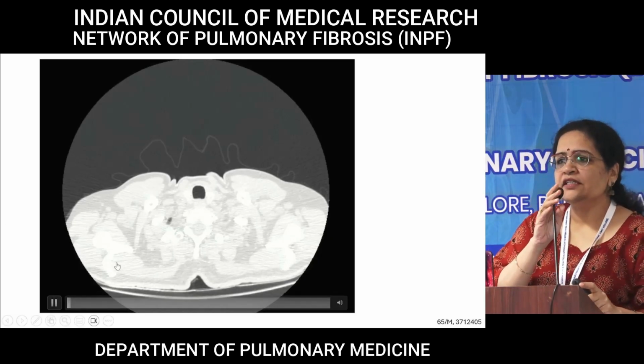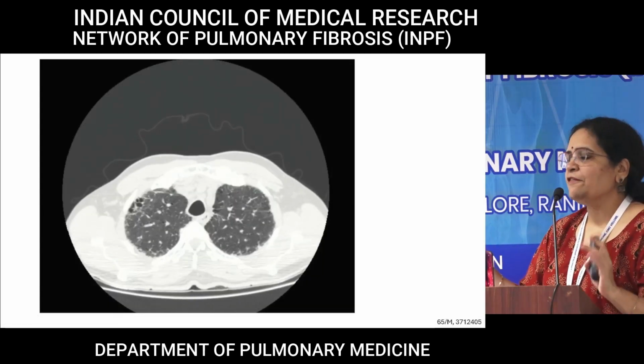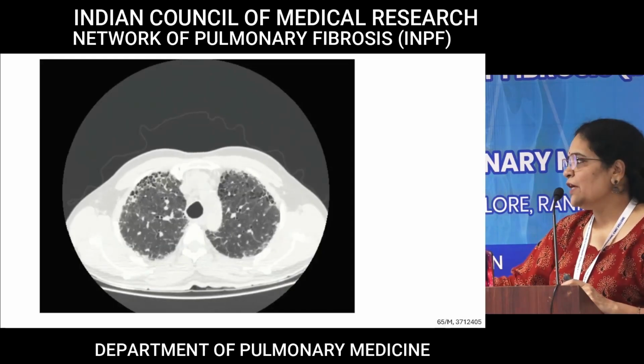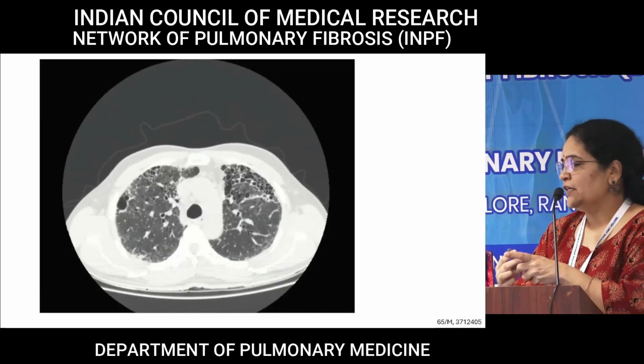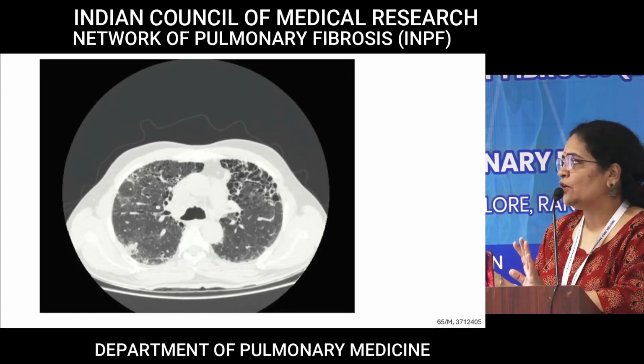So you can see here it'll run pretty fast. What you can see is this patient has come far into the illness. From the apex to base you can see abnormalities. You can see there is a lot of honeycombing. It's not respecting any borders.